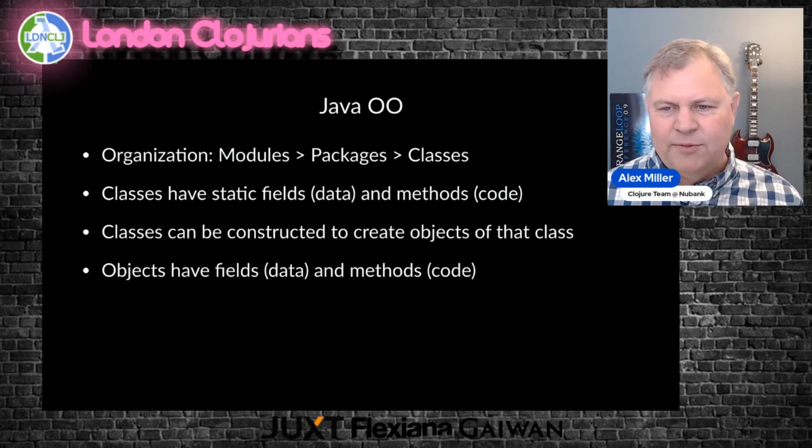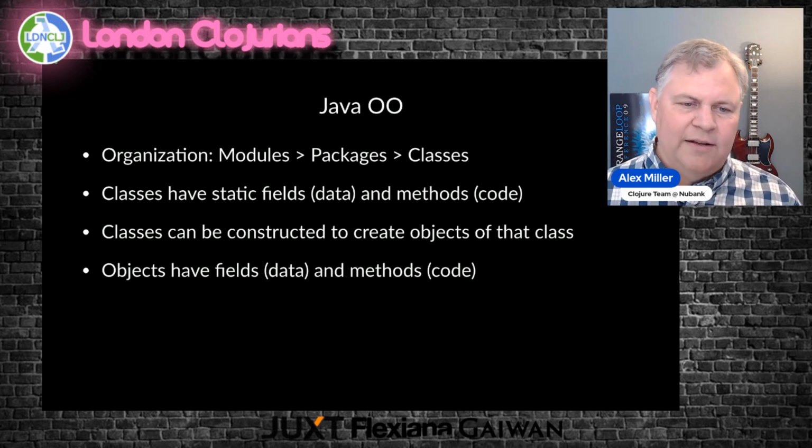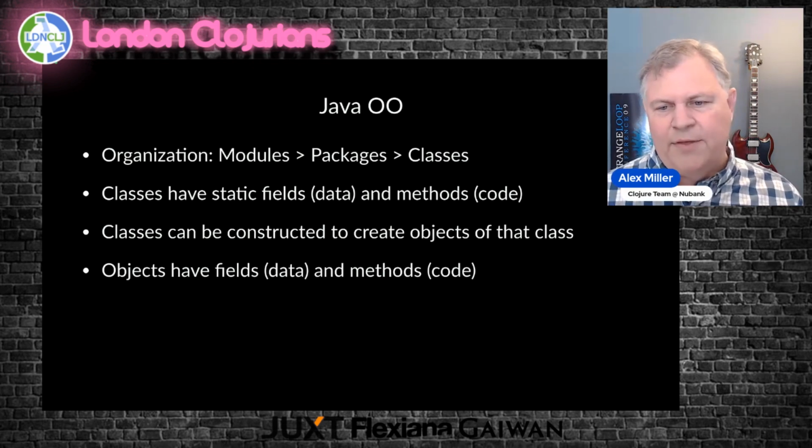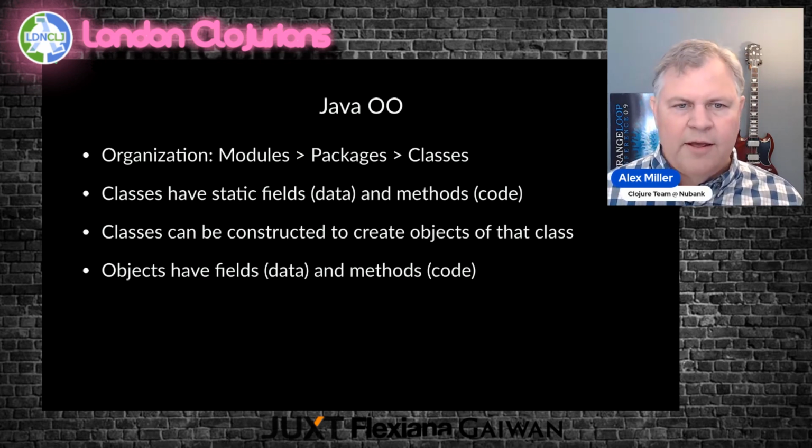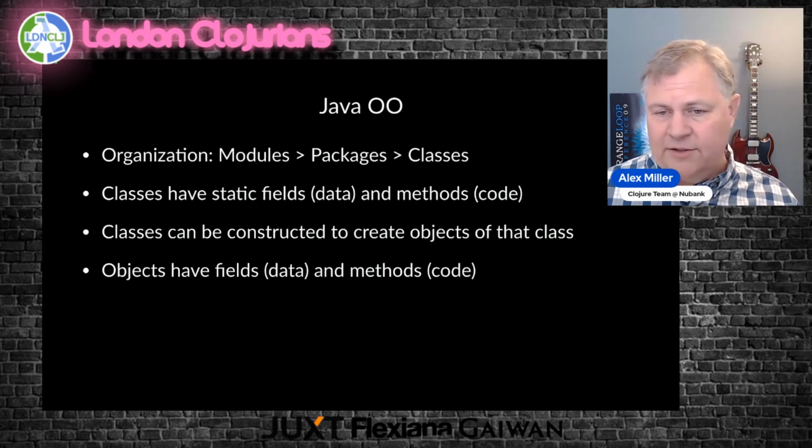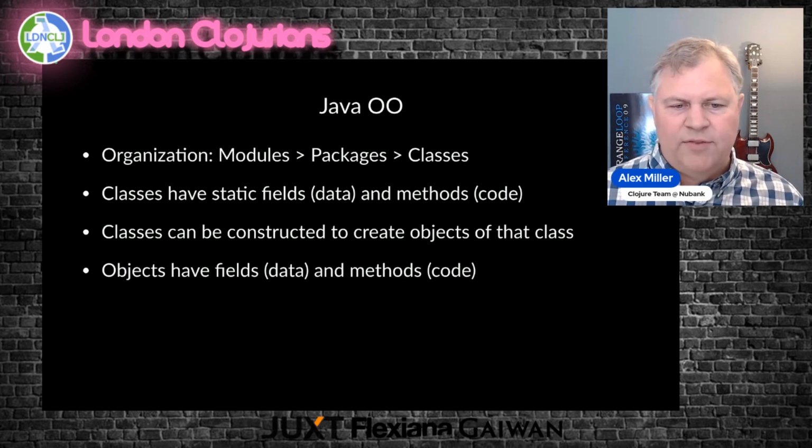So classes have static fields, which are data, and methods, which are code. And classes can be constructed to create objects or instances of that class. Objects can have fields that are on a per object instance basis, again data, and methods that you can invoke on one of those objects, which is, again, code. Really, all data in Java is stored in either static fields or in object fields, instance fields. So those are the two places we actually store data, really, in Java.